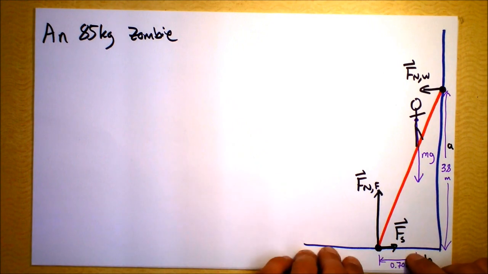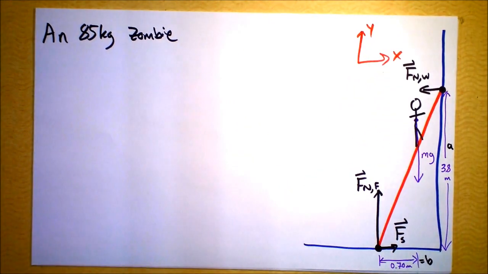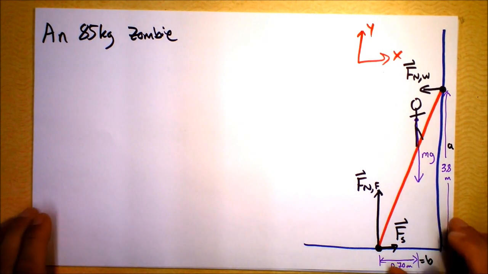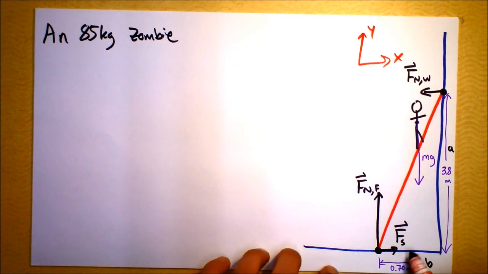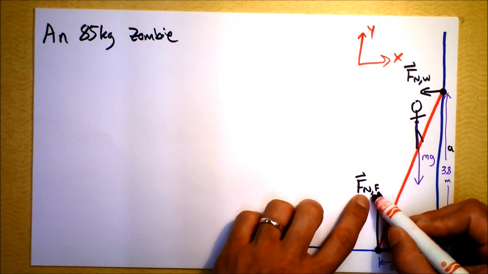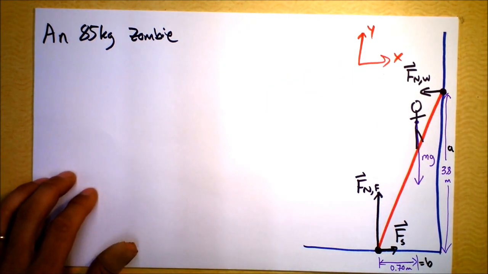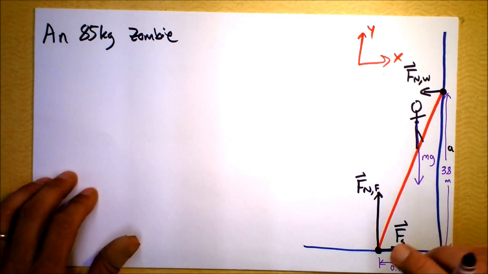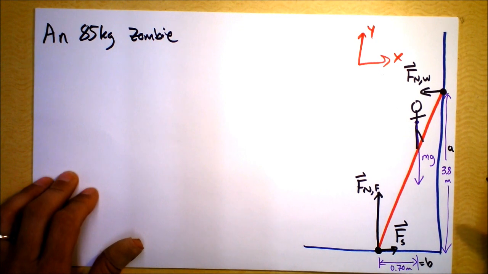Then what we want to do is set up some X and Y axes, like that. And we want to apply all of our equations. Let's find the three forces that are not given: the force of static friction, the normal force from the floor, and the normal force from the wall. And we're given this force right here. So, the three equations that we have are torque, and we have balance of forces in X, and we have balance of forces in Y.